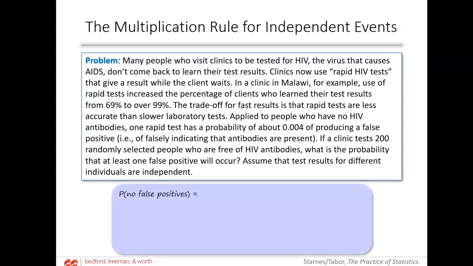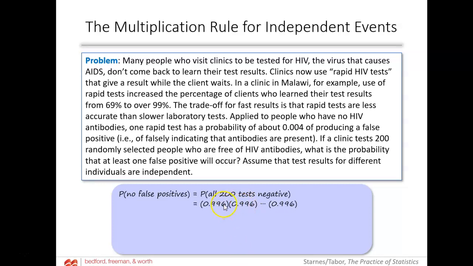Okay. So let's start with the probability of no false positives. So meaning all 200 tests come out negative, because the premise of this problem is that every one of these people is supposed to come out negative. So 0.996, if you think about where they came up with that number, that would be the complement to this false positive number. So 1 minus 0.004 is 0.996. In other words, the test is 99.6% accurate.